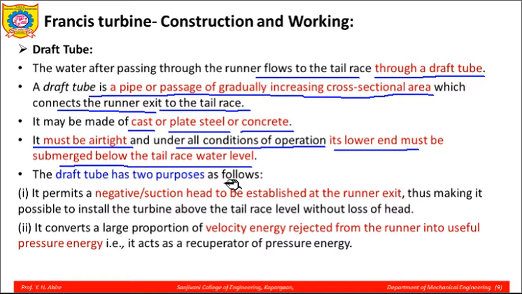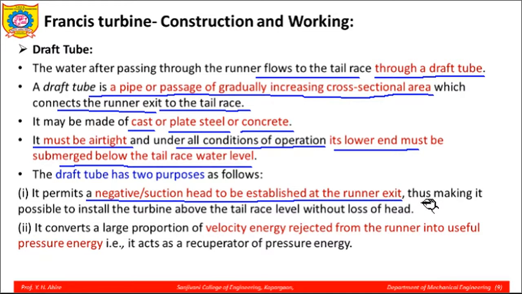So the draft tube has two functions actually. First, it permits a negative head, suction head, to be established at the runner exit, right? It permits a negative pressure head to be established at the runner exit. At the inlet of the runner the pressures are very high, much more than atmospheric pressure, but at the exit of the runner the pressures are very low. Sometimes the pressures might be lower than atmospheric pressure, so that is called negative pressure. Negative head, suction head can be established at the exit of a runner.